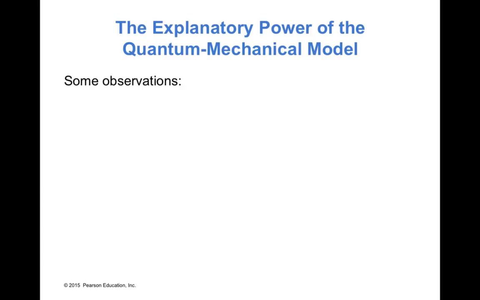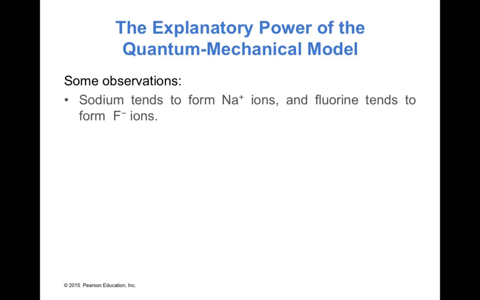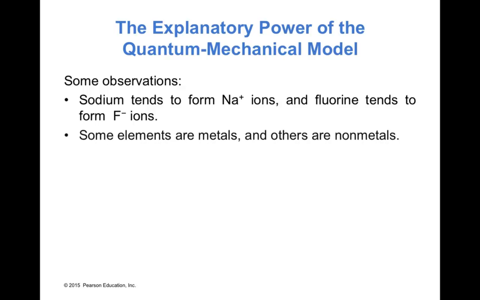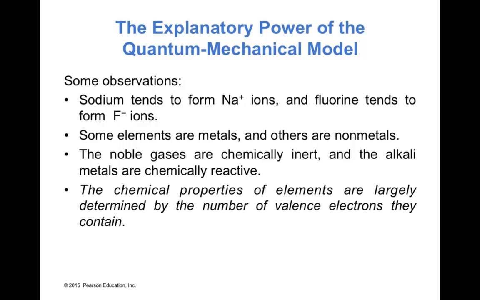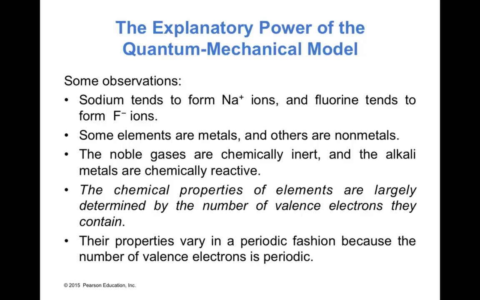The quantum mechanical model allows us to understand and explain different elements' trends. For example, why sodium tends to form sodium ions and fluorine tends to form F minus ions. Why some elements are metals and others are nonmetals. Why the noble gases are chemically inert and the alkali metals are chemically reactive. Also, that chemical properties of elements are largely determined by the number of valence electrons that they contain, and the properties vary in a periodic fashion because the number of valence electrons is periodic.